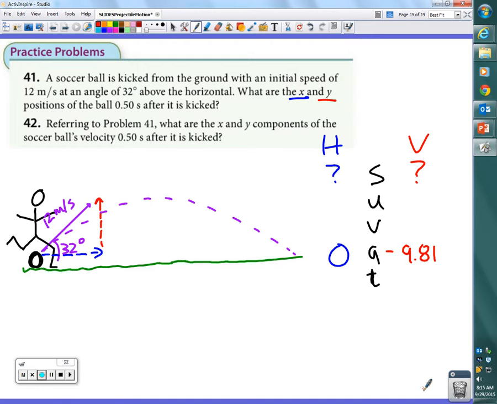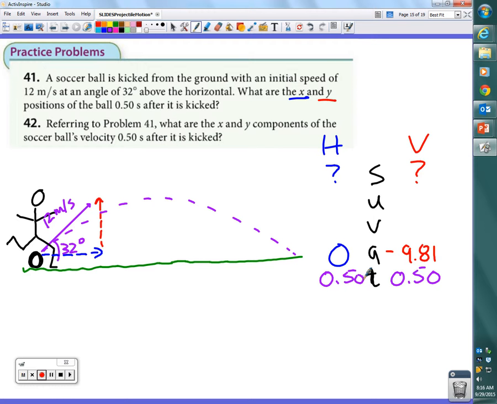Other information they gave us in the problem. There's one other thing they gave us. What did they give us? They gave us a time, right? 0.5 seconds. What did we say had to be true about time? Time is the only row in this table that has to be the same on both sides, right? So the time horizontally is going to be 0.50 seconds, but that's also the time vertically, because they are occurring at the same time. All right?